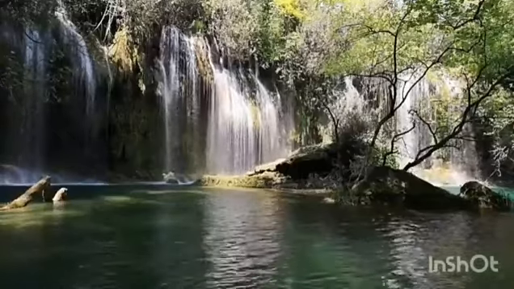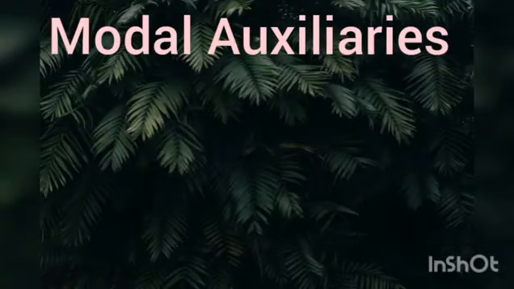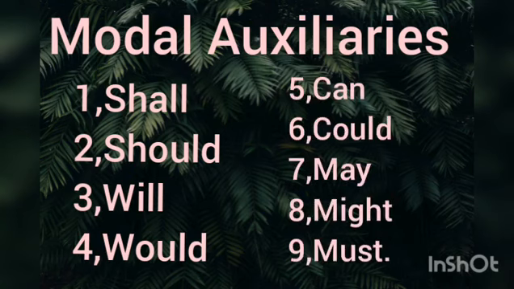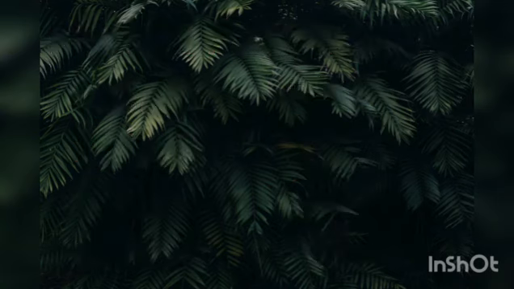Now let us move on to modal auxiliaries. So what modal auxiliaries are there? Shall, should, will, would, can, could, may, might, must. These are called modal auxiliaries. Let me explain all of these with some functions and their examples, right?